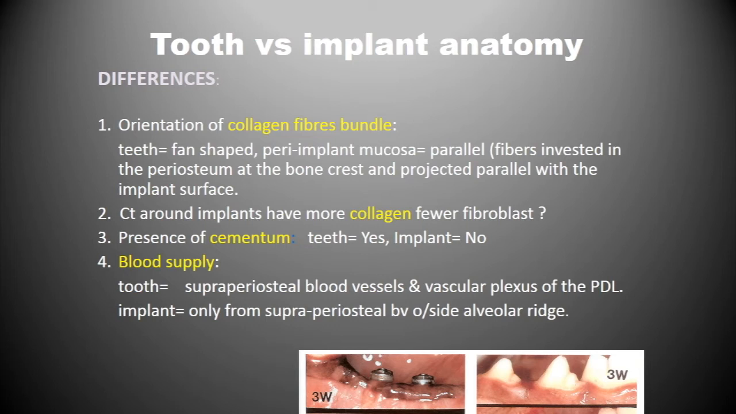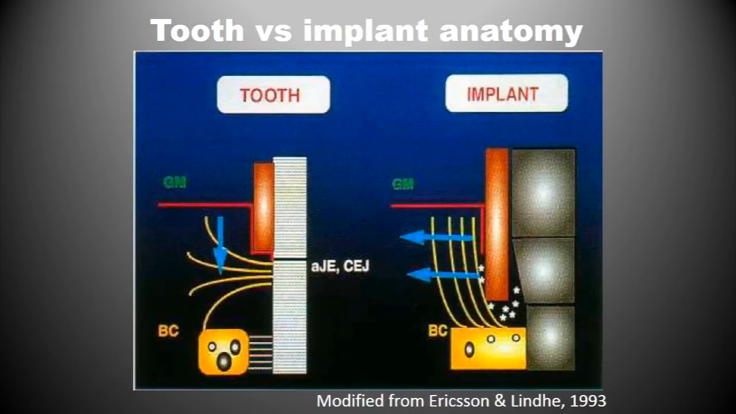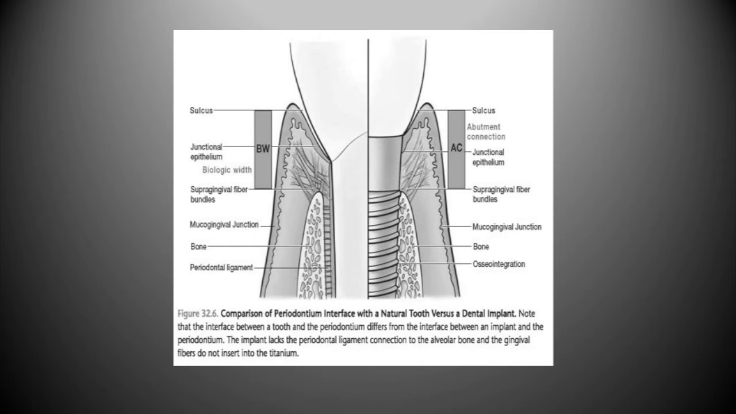Last but not least, the blood supply for teeth originates from the supraperiosteal blood vessels and the vascular plexus of the periodontal ligament. In contrast, the implants are supplied only from the supraperiosteal blood vessels. Here is a diagram showing more on the anatomy of the tooth and implants. Here is an illustration showing the orientation of collagen fiber bundles. This diagram shows the comparison of periodontium interface with a natural tooth versus a dental implant.